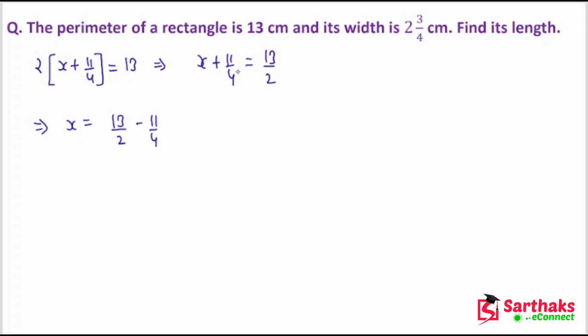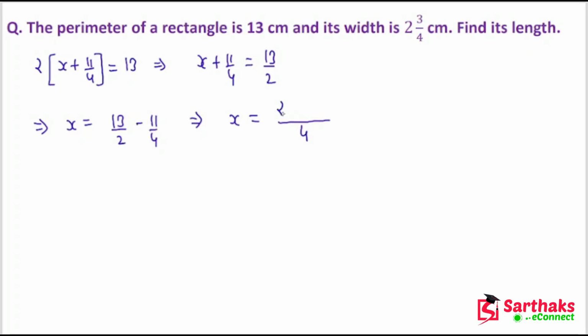The sign of the fraction would change when we are transposing it from LHS to RHS. So now by taking the LCM of 2 and 4, which would be 4, 2 into 2 is equal to 4.